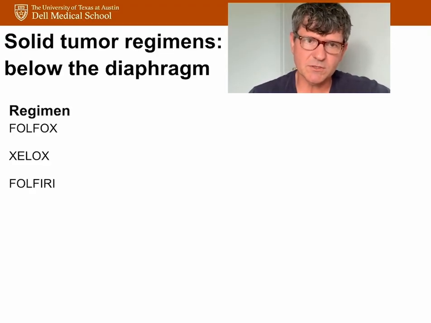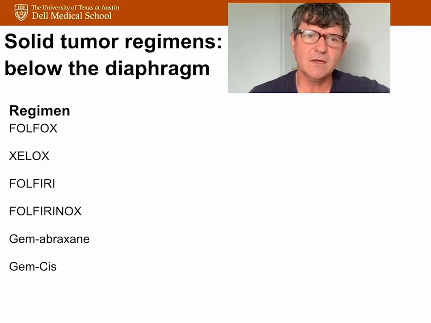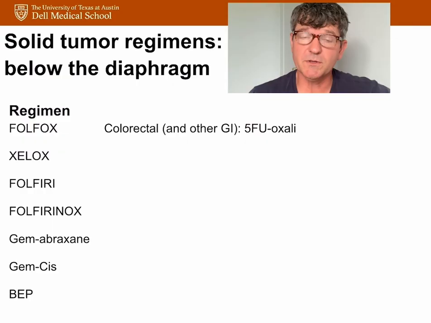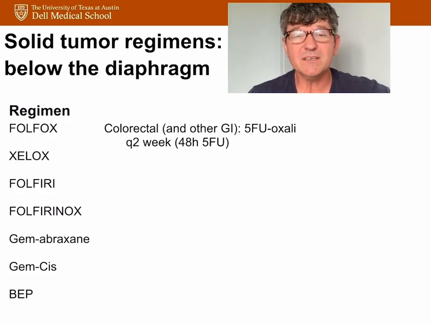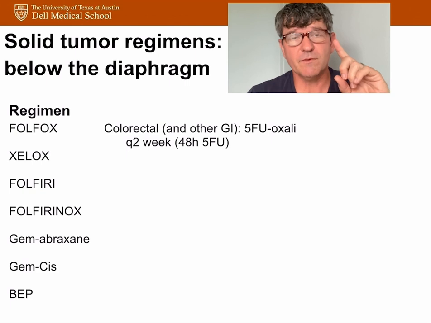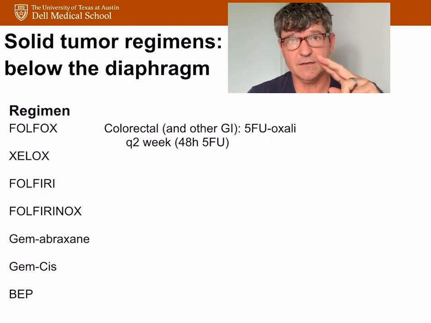So these regimens, these will look familiar to you if you've been around. FOLFOX is the most common regimen in upper and lower GI. I'll put it all together. FOLFOX, extremely common, can be used in almost any GI cancer. Looks complicated, but really it's just 2 drugs. It's infusion of 5-FU, so 48 hours of 5-FU, plus oxaliplatin.